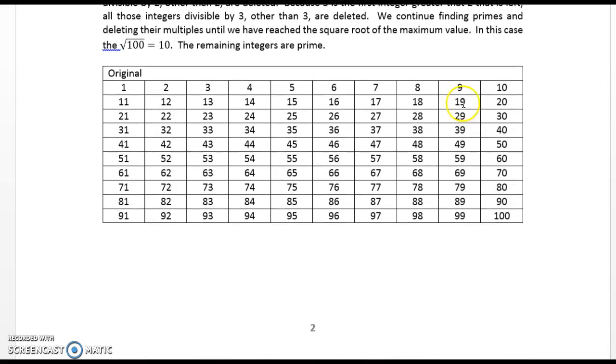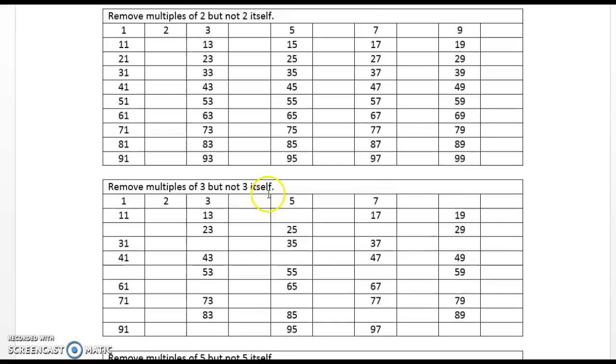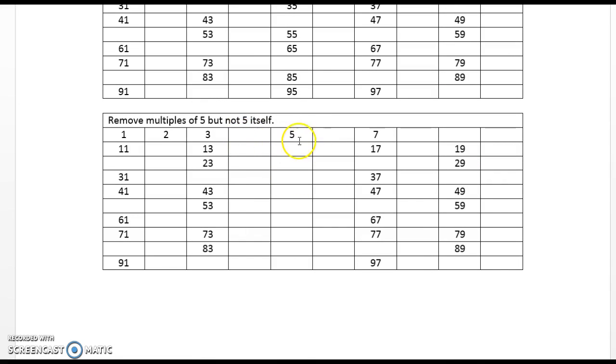So here's our original list, and we have all the numbers between 1 and 100 in rows of 10. What we're going to do is remove all the multiples of 2. So we leave 2, and you can see that every other column is deleted because of the way we've arranged our table. So all multiples of 2 have been removed. Then we move to the next integer that's available to us, 3, which is prime, and we remove all multiples of 3, and we can see that our table has been diminished. Then we come to 5 and remove all multiples of 5.